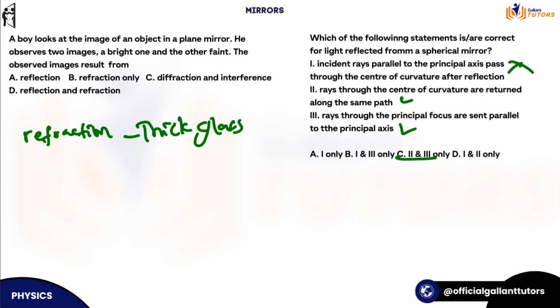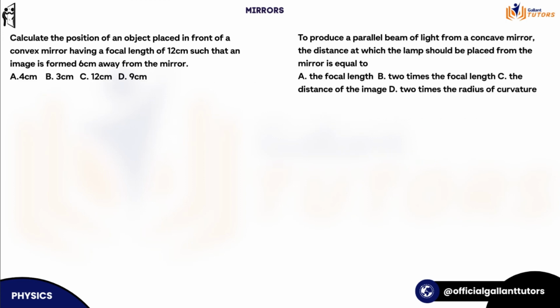Let's go to the next one. I hope you're learning. Calculate the position of an object placed in front of a convex mirror having a focal length of 12 centimeters, such that an image is formed 6 centimeters away from the mirror. Write out your parameters.